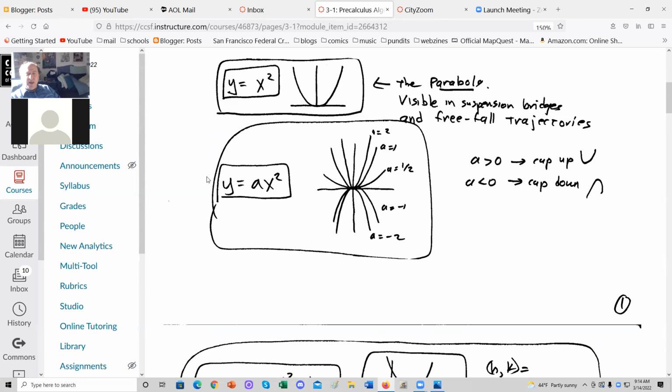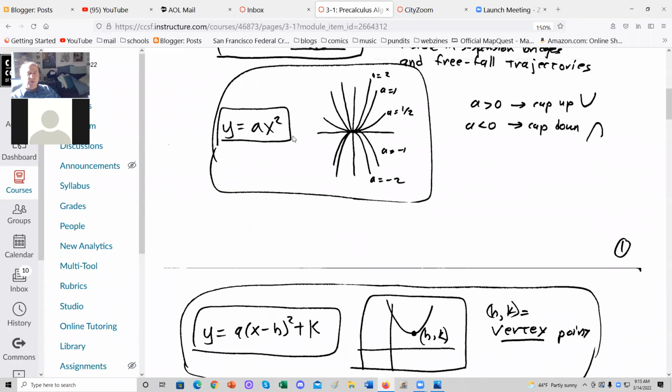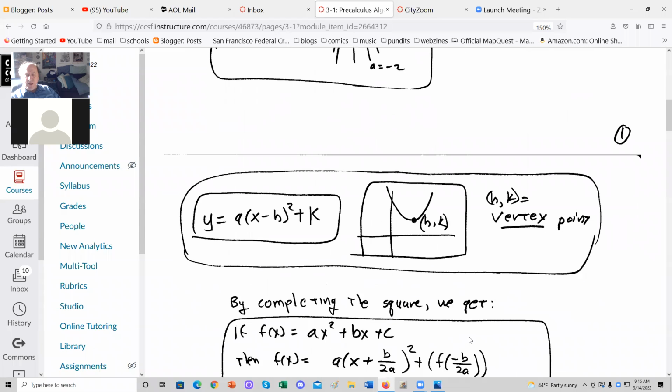Now, if we take this ax squared graph and shift it around by making it a times x minus h squared plus k, that shifts the ax squared graph over to the right by h and up by k. So instead of having the vertex at 0 by 0, the way it is with ax squared, it's over at h by k. This point is called the vertex.